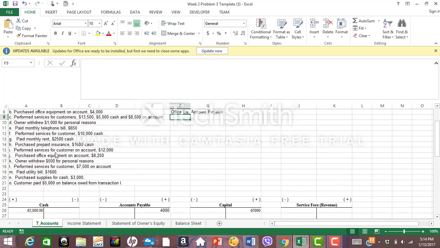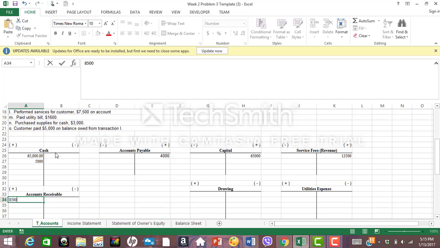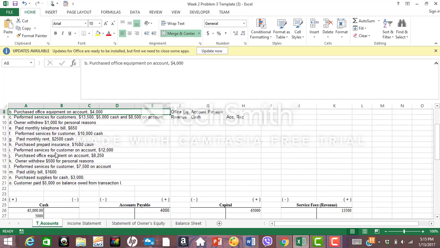The next transaction is perform services for customers, meaning that revenue is getting affected. The second account is cash because he's receiving $5,000 in cash and $8,500 on account. So accounts receivable is the last account that gets affected. Revenue is for $13,500, and then they're receiving $5,000 in cash and the rest on account, so accounts receivable $8,500, and we are done with that transaction.